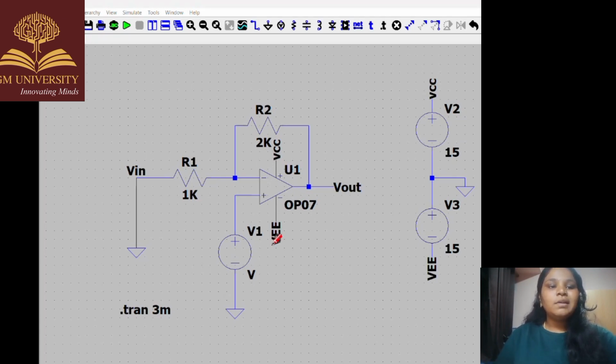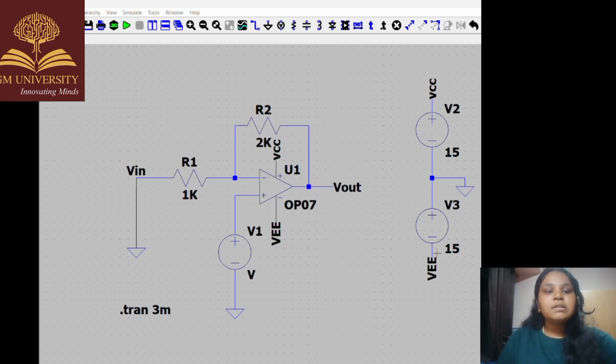R1 is a 1k ohm resistor between the input and the inverting terminal. R2 is a 2k ohm feedback resistor. V1 is the input voltage source, DC or AC. V2 and V3 are the power supplies, positive 15 volt and negative 15 volt, for the op-amp.